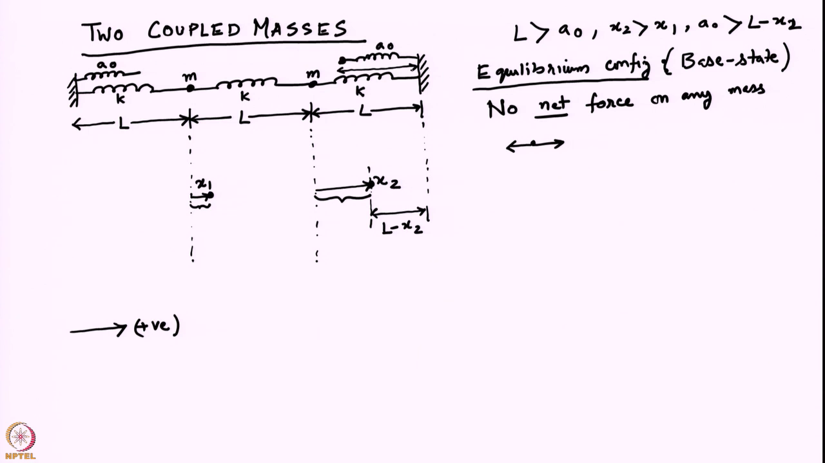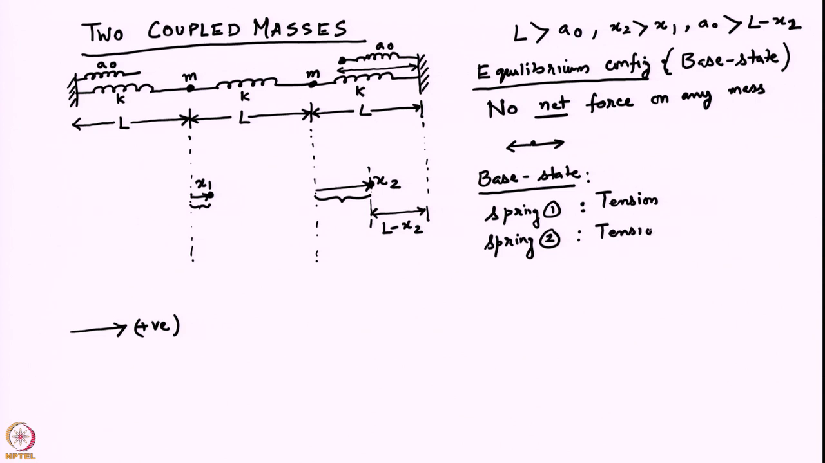Okay. Now under these conditions, in our base state, spring 1 is in tension, spring 2 is also in tension, and spring 3 is once again in tension. That you can see very easily because L is greater than A naught. So in this state, all the springs are extended to a length which is greater than A naught. So all of them are in tension. What about the perturbed state?